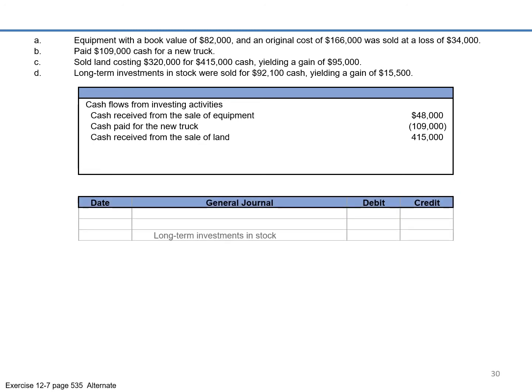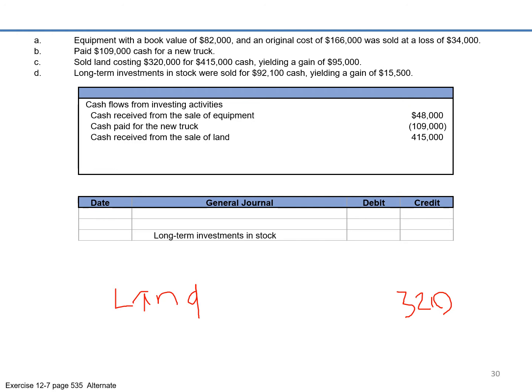What happened to my journal entry here? Oh, that entry is missing. Okay, let me write it out for you. So in letter C, land costing $320,000. Land, we're going to remove it. Excuse me, I've got children yelling at me.